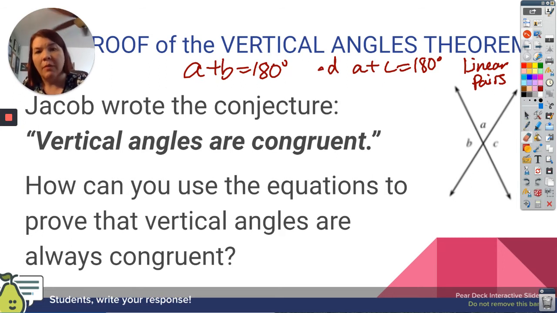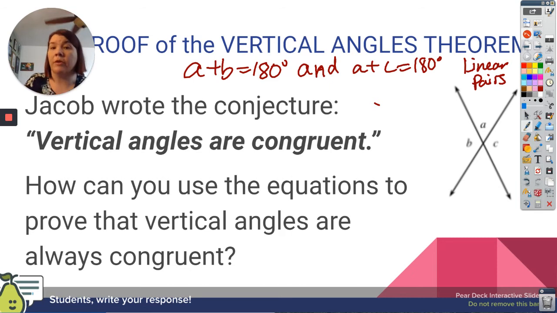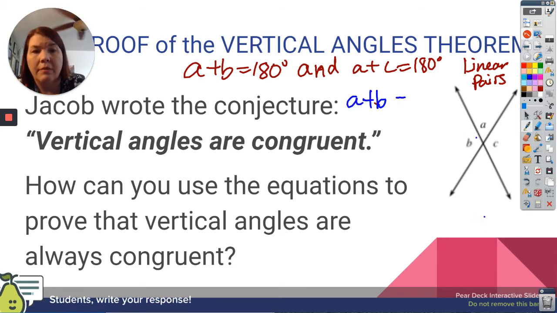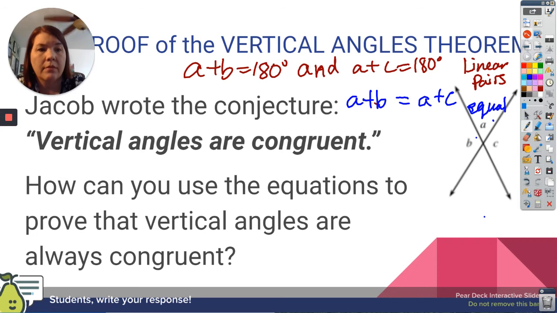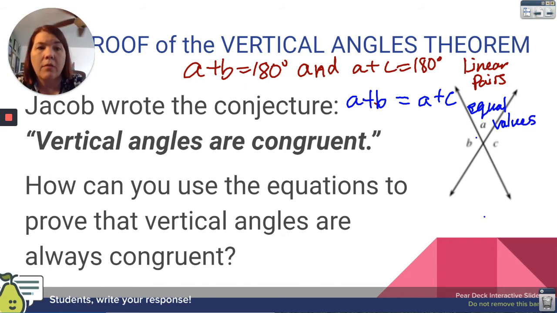We remember maybe from Math 1 and solving systems of equations doing something called the equal values method, where since these two equations were both equal to the same thing, we could set them equal to each other. These two equations are both equal to 180, therefore they're equal to each other. So A plus B must equal A plus C using the equal values method.